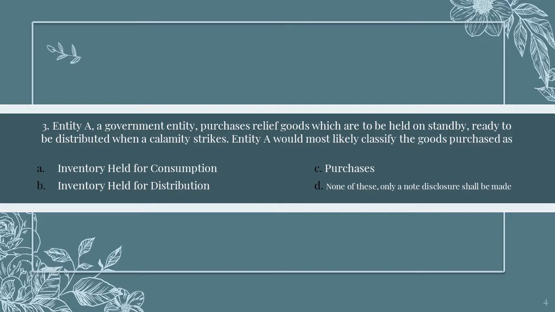Number three, Entity A, a government entity, purchases relief goods which are to be held on standby, ready to be distributed when a calamity strikes, and the entity would most likely classify the goods purchased as A. Inventory held for consumption, B. Inventory held for distribution, C. Purchases, and D. None of these, only a note disclosure shall be made. The correct answer would be letter B, inventory held for distribution, because the key word here is relief goods, which are to be distributed when a calamity strikes.